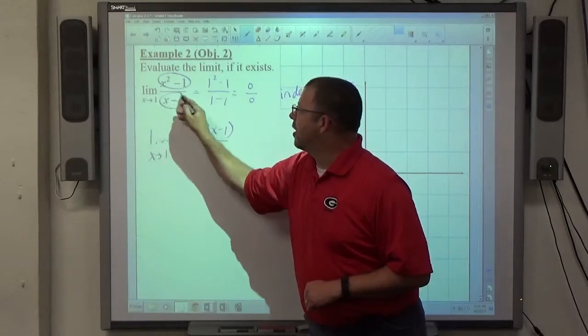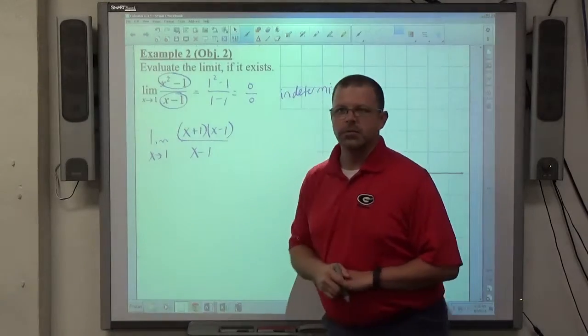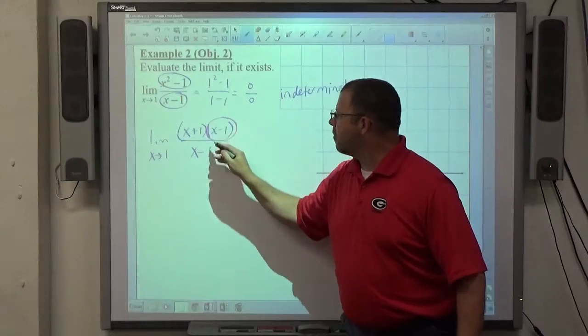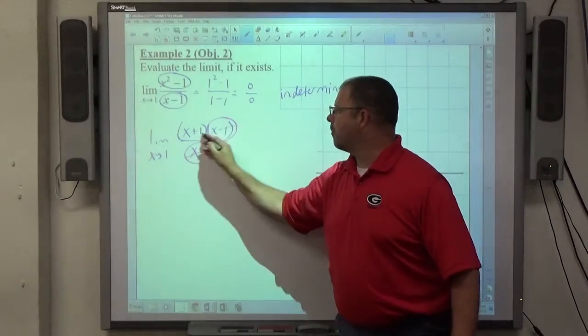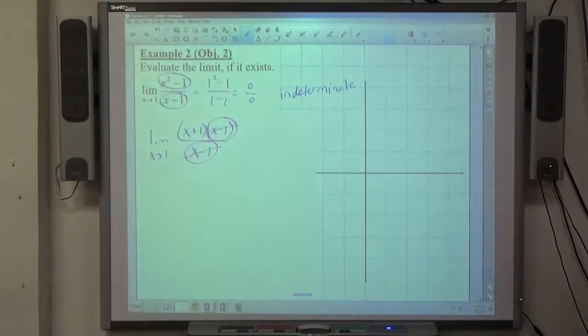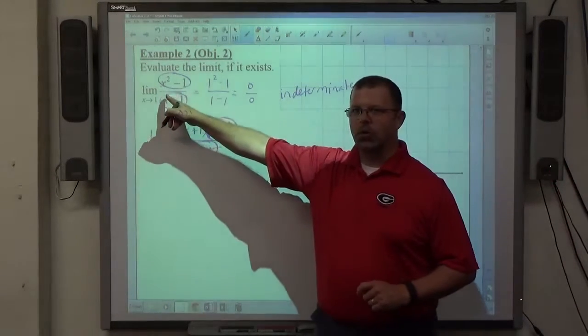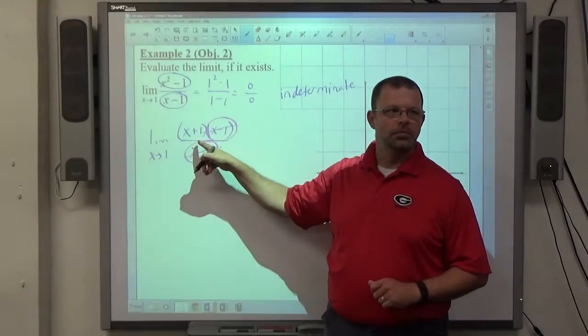X squared minus 1 is just x plus 1 times x minus 1. And on the bottom of this expression is x minus 1, which doesn't factor. But what you'll notice is x minus 1 on top, x minus 1 on bottom are common factors that cancel. So x plus 1 is equivalent to x squared minus 1 over x minus 1, except at the value of 1. At 1, this has a hole. At 1, this doesn't have a hole.